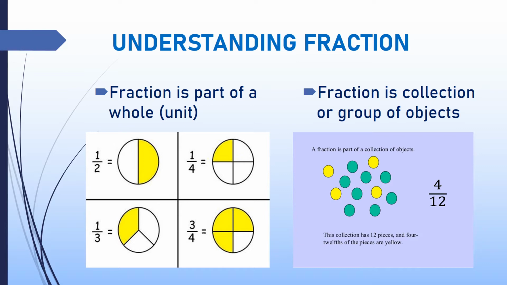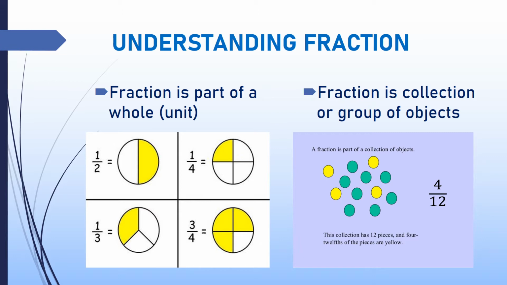Here, in the next figure, you can see the whole part is divided into 4 equal parts and the shaded part is 1. So, 1 by 4. And in the third figure, the whole part is divided into 3 equal parts and the shaded part is 1. So 1 by 3. And in the fourth figure, the whole part is again divided into 4 parts, but the shaded part is 3. So the fraction is 3 by 4.